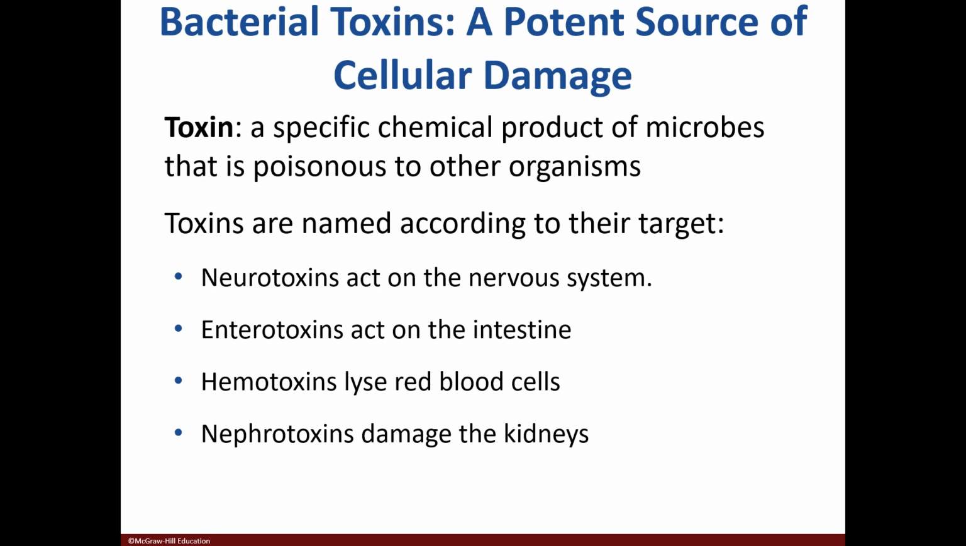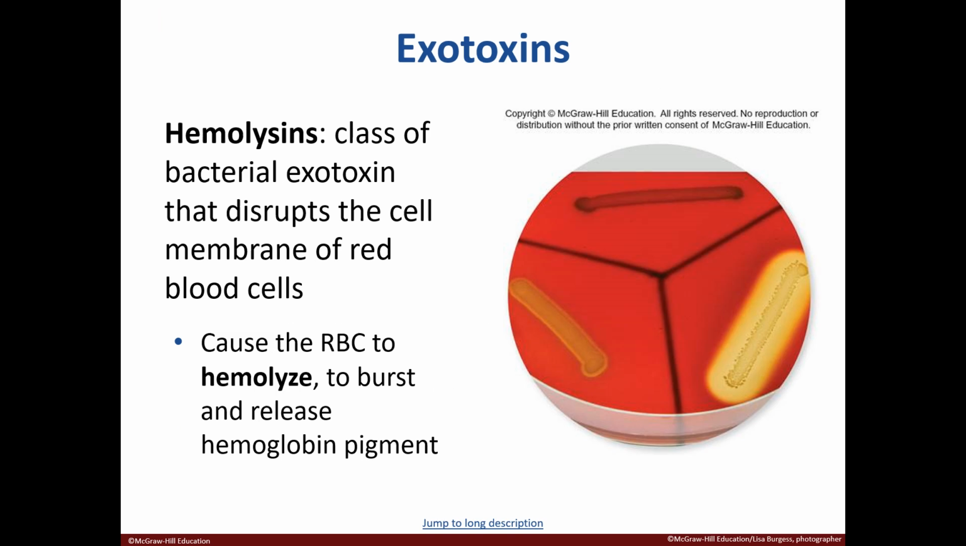Toxins are poisonous to other organisms. They're named according to their target. For example, neurotoxins target the nervous system. Exotoxins are highly specific and are proteins. They usually target the cell membrane or cause lysis of cells. Chemolysins are exotoxins that rupture blood cells. The image to the right shows the 3 types of hemolytic patterns.